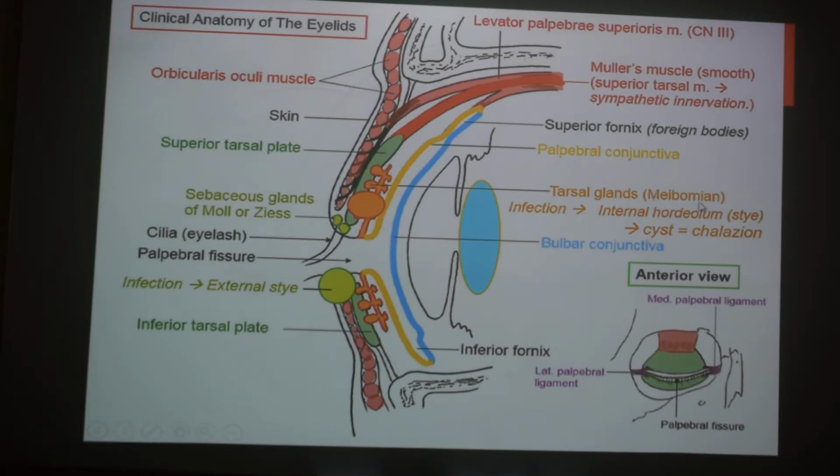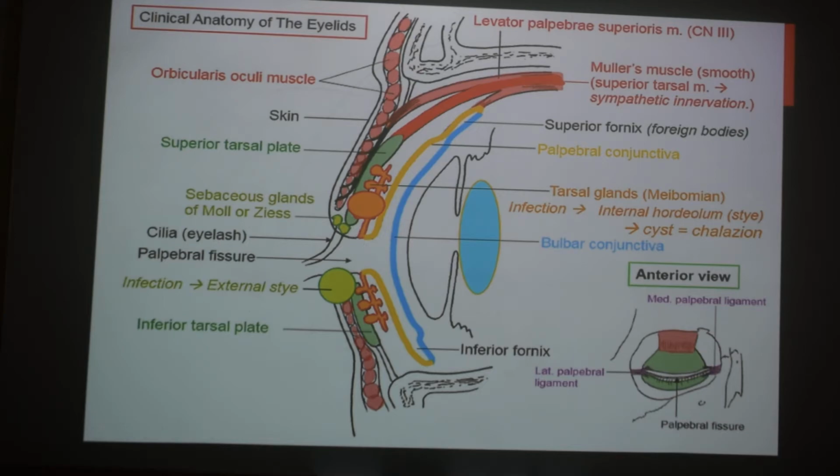Now the other things which are present in the lid, in the tarsal plate you have these tarsal glands, which are also called Meibomian glands. And the function of the Meibomian glands is to produce lipid or oily secretions. Why do you need to have these oily secretions which are produced here? The ducts of the Meibomian glands are on the inner aspect of the lid, and these will prevent the evaporation of the tear film.